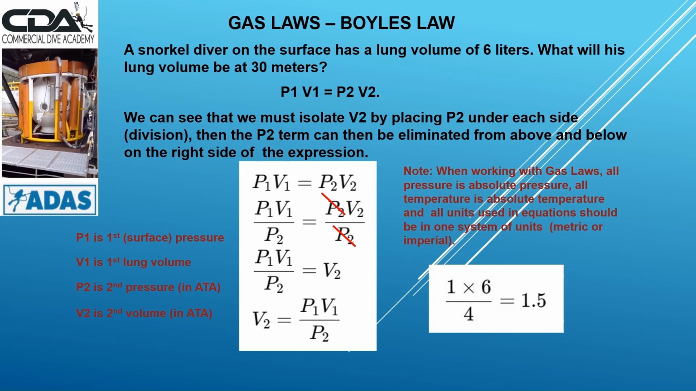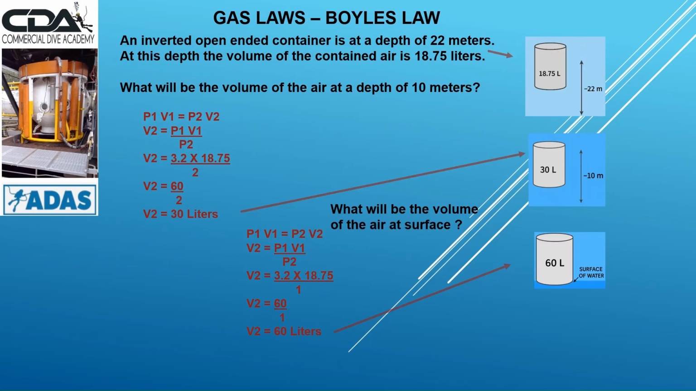Let's try another one. An inverted open-ended container is at a depth of 22 meters. At this depth, the volume of contained air, I should say, is 18.75 litres. What will be the volume of air at a depth of 10 meters?